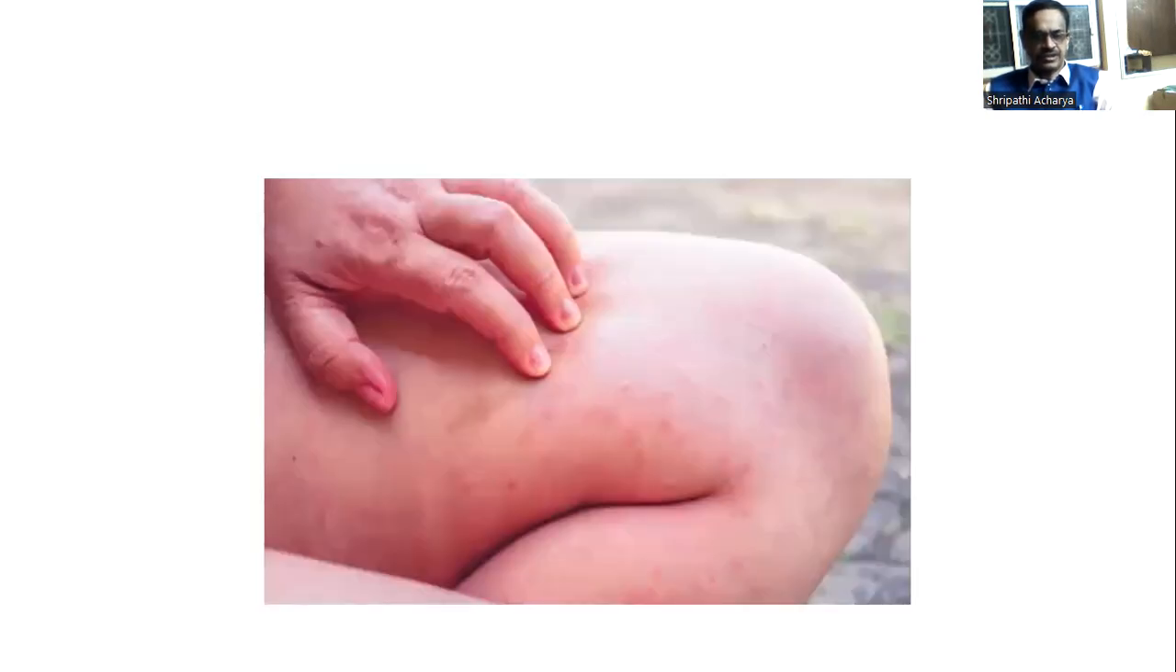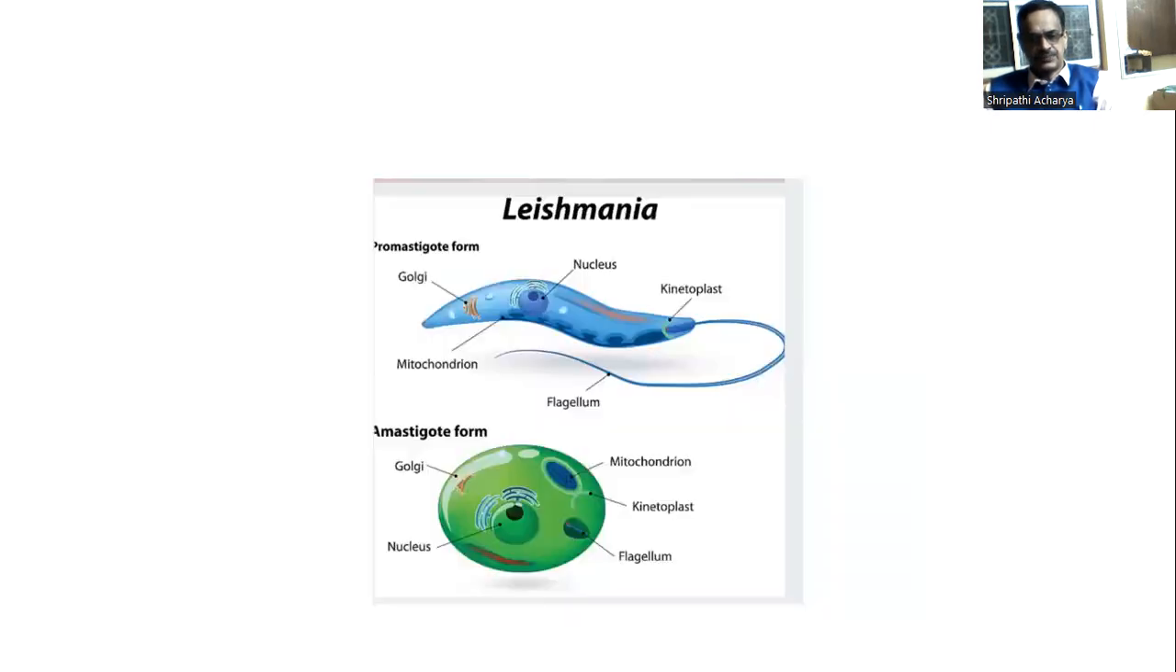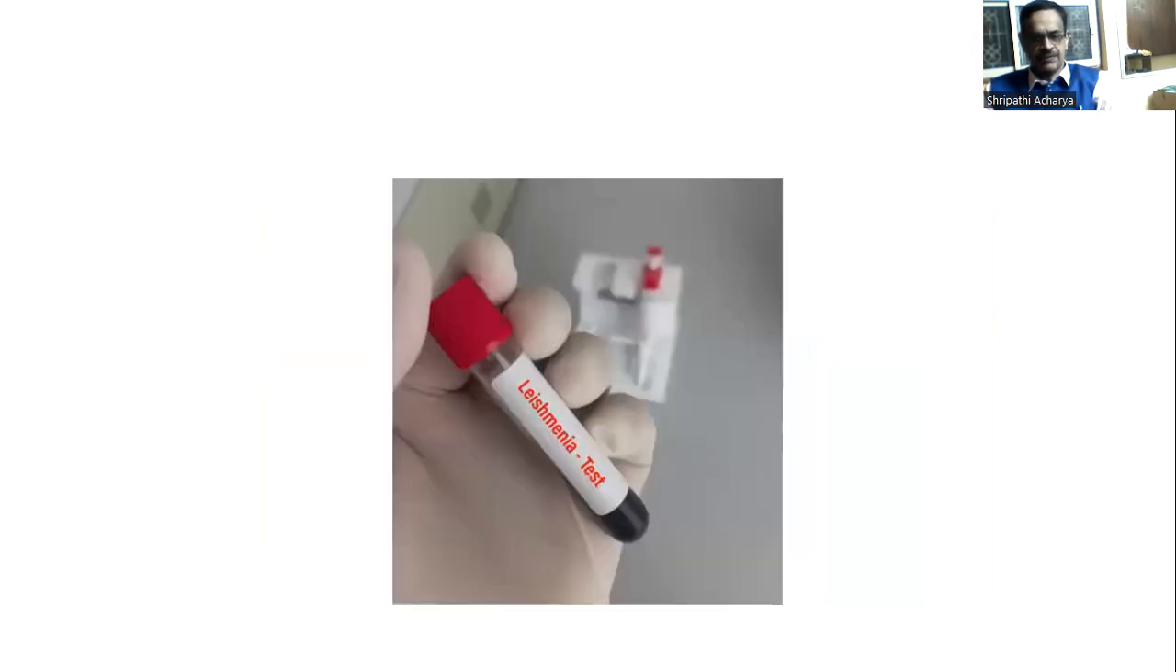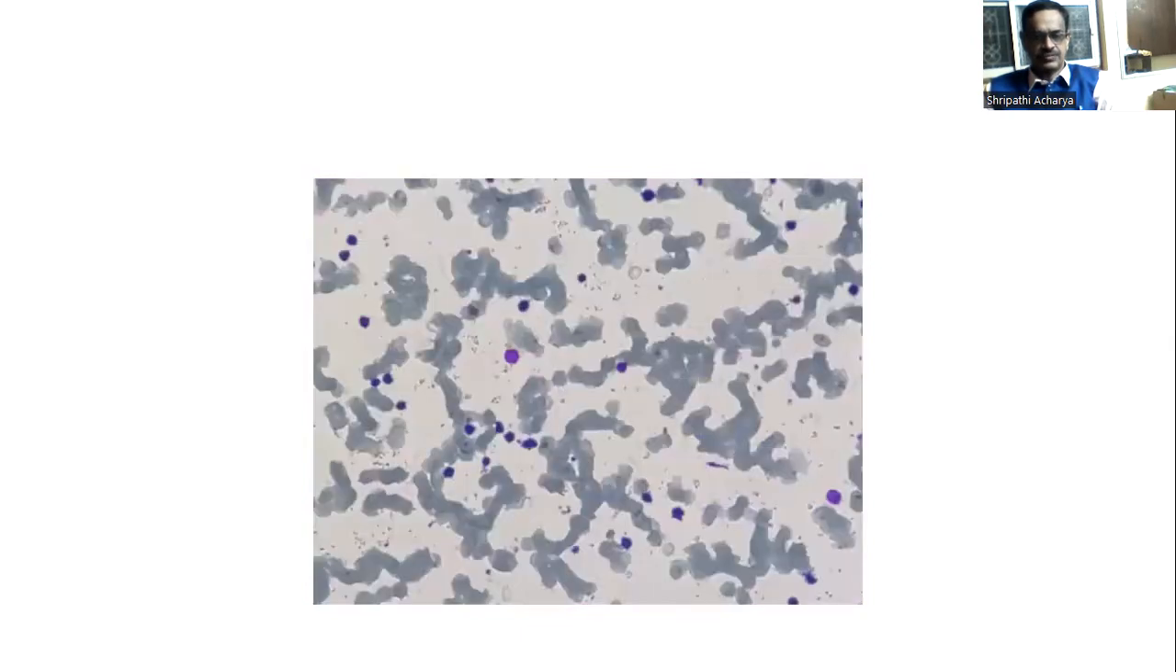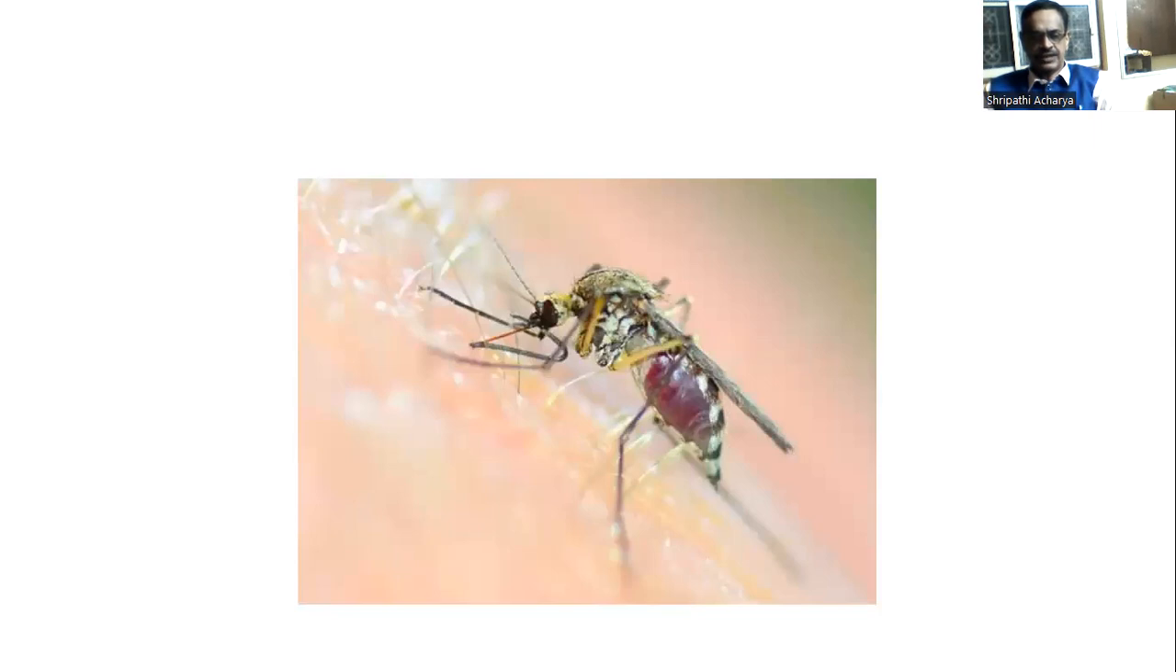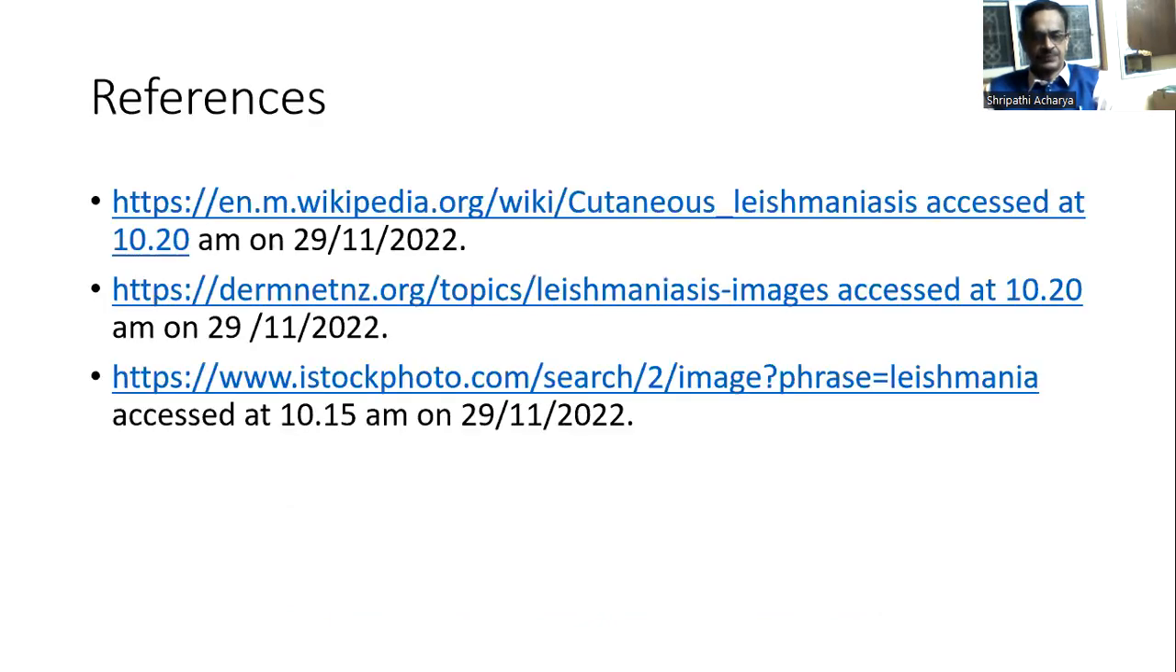The reaction is seen in the skin. The disease spreads. You can see promastigotes and amastigotes of Leishmania. In the blood stream, the parasite is the same. The sandfly is responsible for transmission of the disease from animals to human beings.